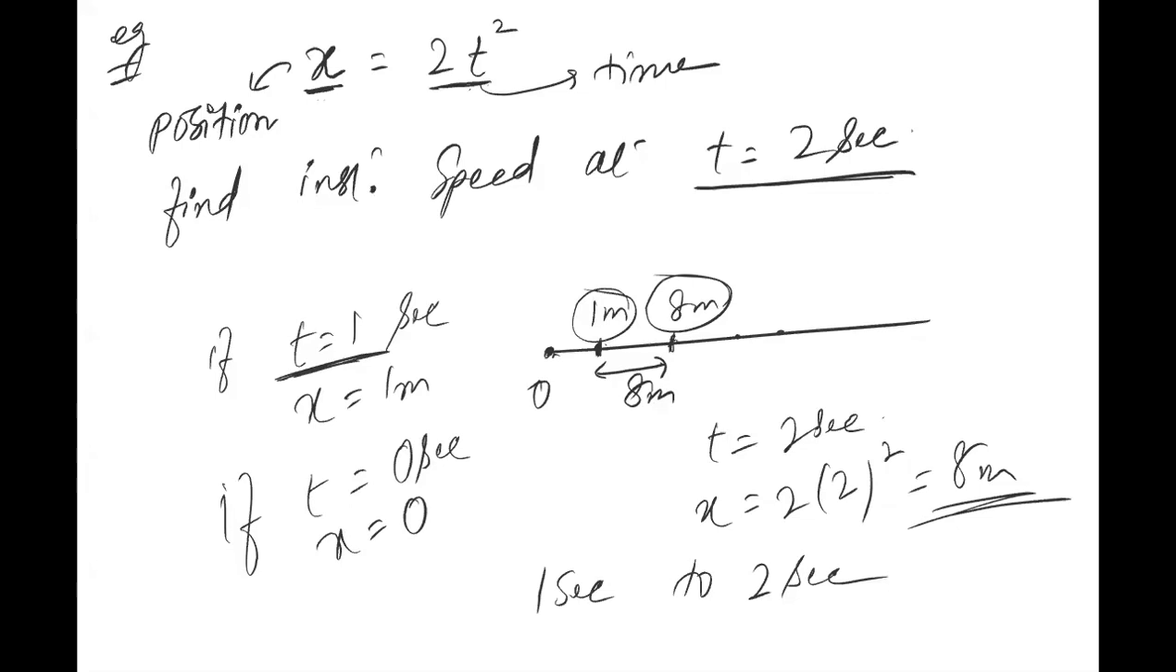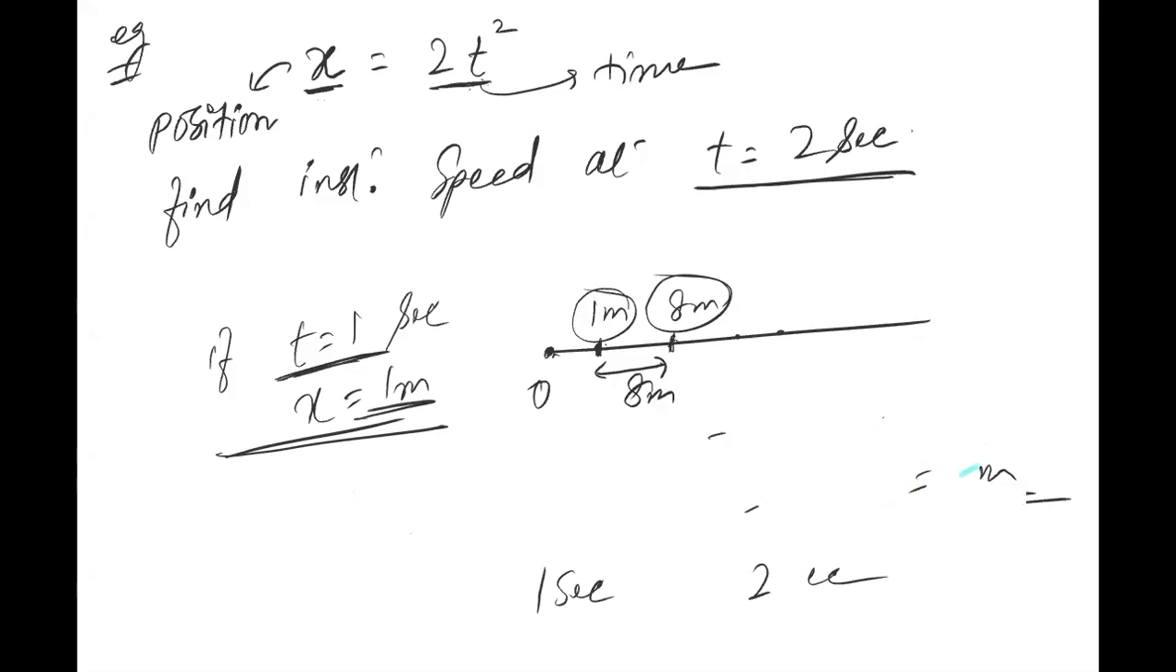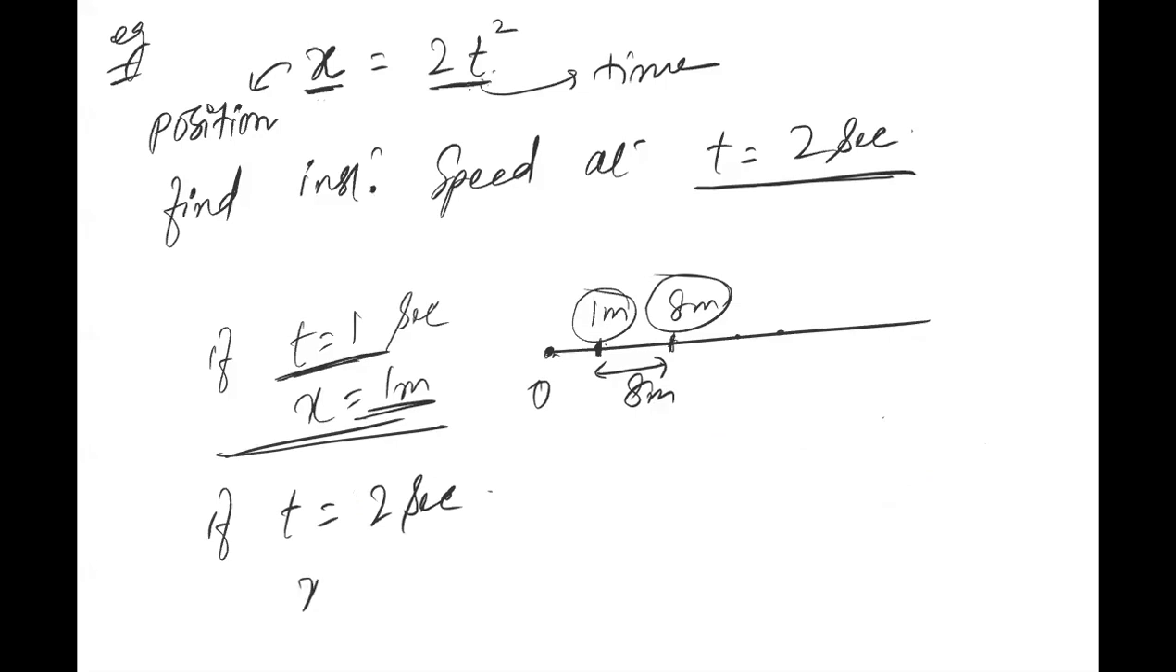What I'm saying, beta, if you put the value of t equal to 1 second, x would be 2 meters, right, Ishika? Now, if t is equal to 2 seconds, x will be 2 into 2 square, that is equal to 8 meters. Okay?